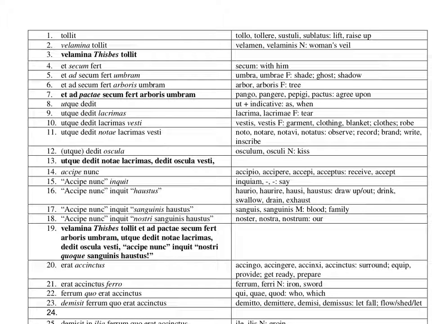Great. Utque dedit notae lacrimas vesti. When he gave tears to the inscribed garment, like. I don't necessarily think it's inscribed, but maybe it's observed. Like it's a garment that he recognized because she wore it a lot. And notice the tears are intertwined inside the recognized garment because poets can do that.